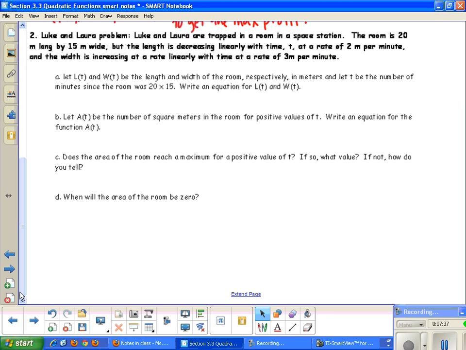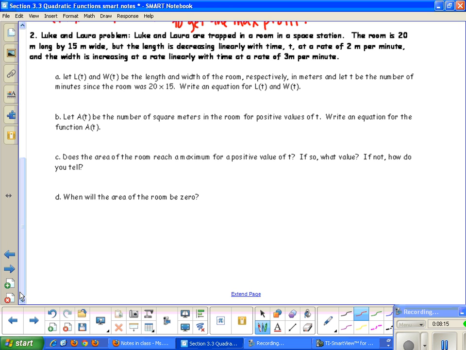So this is for the Star Wars fans out there. Luke and Laura problem. Luke and Laura are trapped in a room in a space station. The room is 20 meters long by 15 meters wide, but the length is decreasing linearly with time t at a rate of 2 meters per minute, and the width is increasing linearly with time at a rate of 3 meters per minute. Let L(t) and W(t) be the length and width of the room, respectively, in meters, and let t be the number of minutes since the room was 20 by 15. Write an equation for the length and for the width.